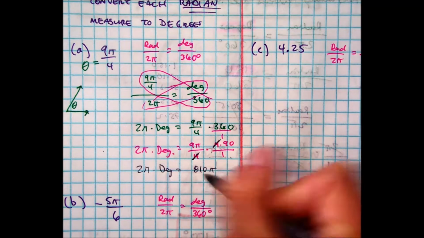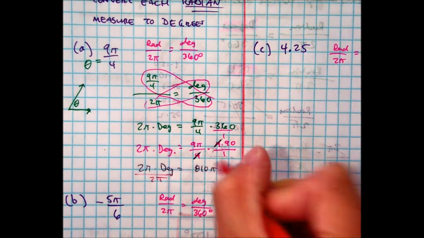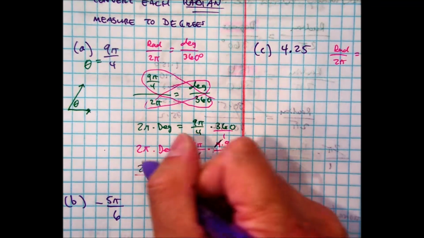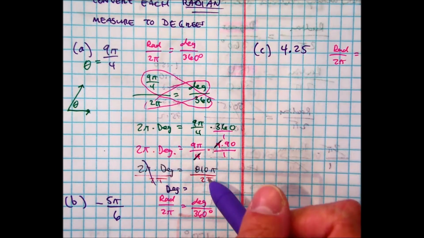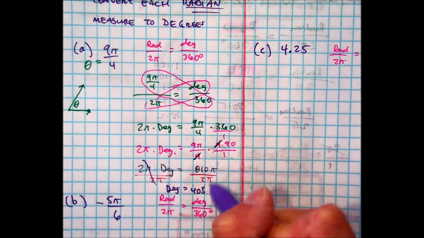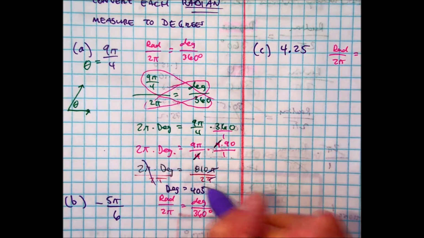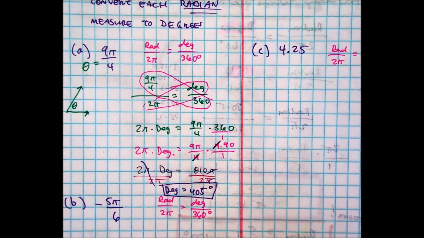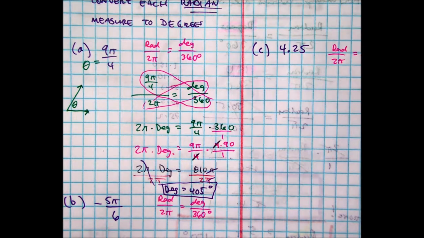810 pi. And then I'm just going to divide both sides by 2 pi. These will cancel. Your degrees is equal to 810 divided by 2? 405. And notice how here the pi's cancel. Do you see that? And that makes sense because if I'm solving for degrees, I shouldn't have any pi's in it. Raise your hand if you got 405 degrees. Okay, so it's just using that magical proportion and simplifying.